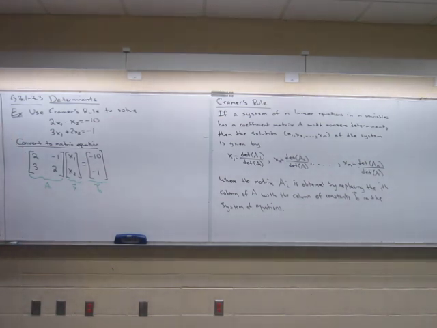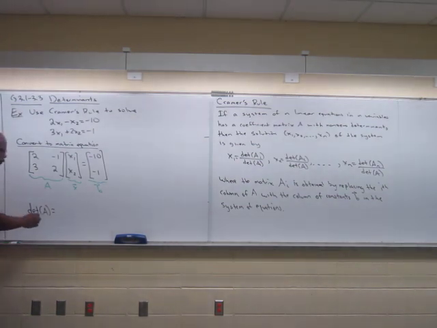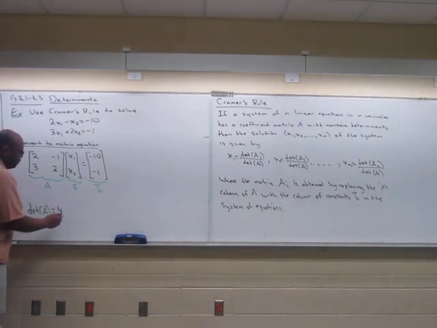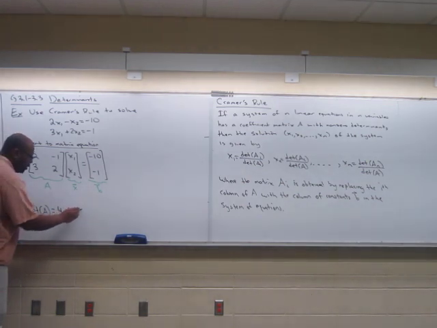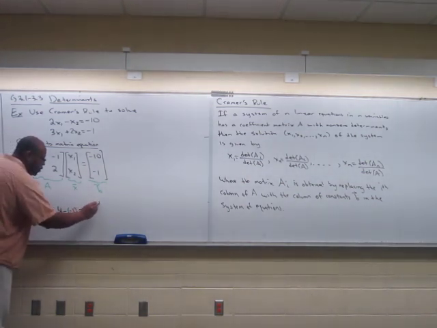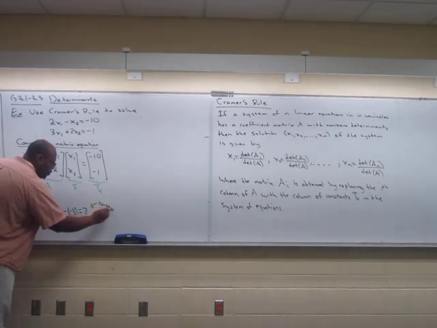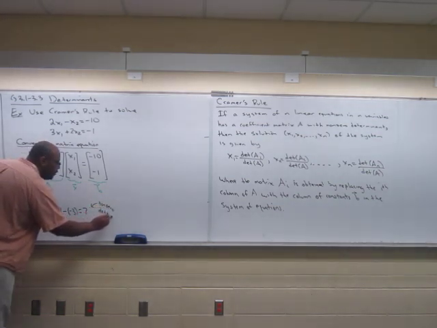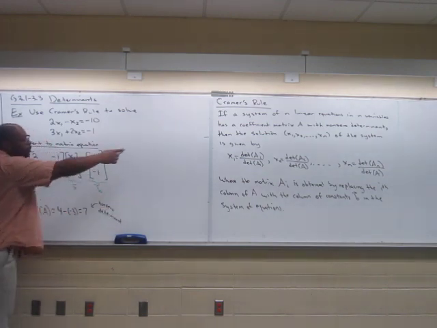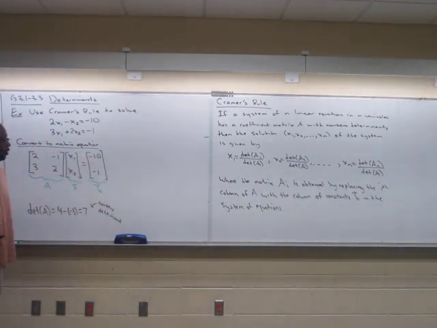I want you guys to notice what the determinant of A is. Let's find out. Remember, Cramer's rule says that my coefficient matrix has to have a non-zero determinant. The determinant of A in this case, very simple, is going to be 4 minus a -3, which is a +7. So non-zero determinant. This is important because we cannot divide by 0, and in Cramer's rule we'll be dividing by the determinant over and over again.